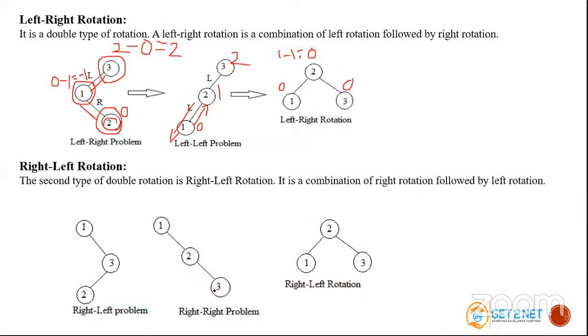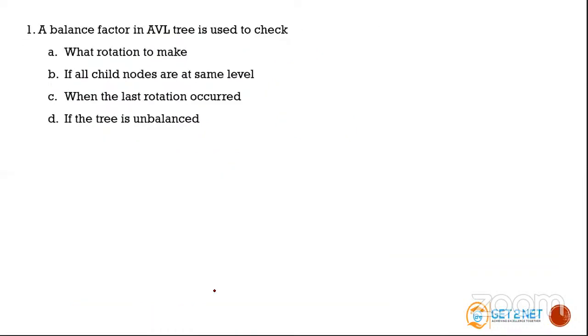So let's move on to a few MCQs on this AVL tree. A balance factor in AVL tree is used to check what: rotation to make, if all child nodes are at same level, when the last rotation occurred, or if the tree is unbalanced. Give me your answers in the chat box, please.